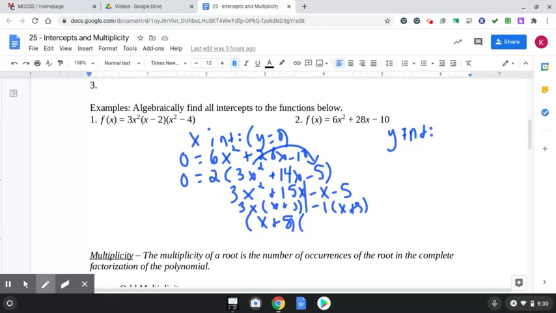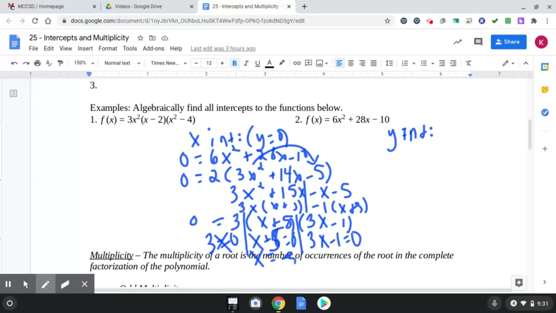And I still have 3x minus 1. And then we had our GCF of 3. So when I take each one, set it equal to 0, this 3 equals 0. That makes no sense. You're going to cross that out. Sorry, the x plus 5 equals 0. And then 3x minus 1 equals 0. So this gives me x equals negative 5, giving me my first x-intercept at negative 5 comma 0.